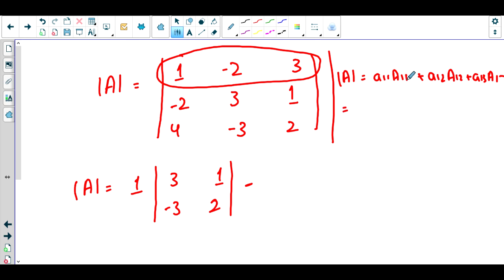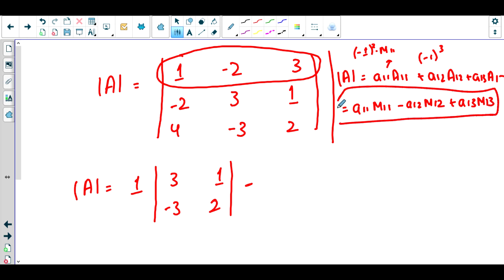Now a11 into A11, if you convert this A11 into minor, it is minus 1 power 2 into M11. So minus 1 square will make it positive, so it is a11 M11. A12 is minus 1 power 3, so this one will be negative. We discussed it before: when you add the position, if it is 1 plus 2, odd, it will always be negative, so it will be minus a12 into M12, right? This is 1 plus 3, which is even, so it will be positive again, a13 M13. So you can use this formula directly if you want to ignore the cofactor.